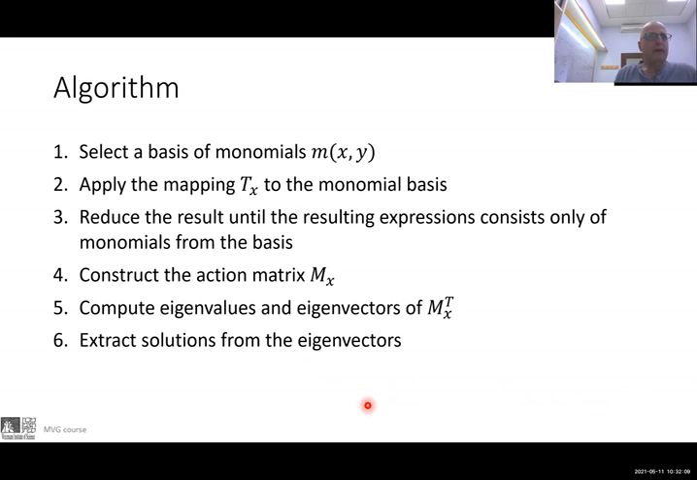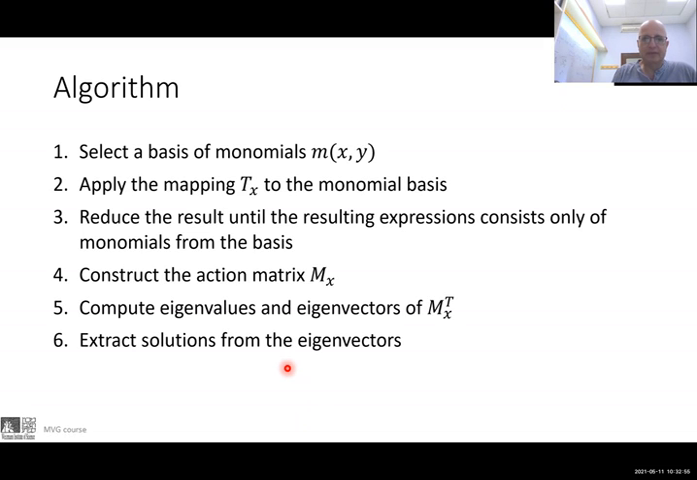So to summarize the algorithm, given a polynomial system, first we select a monomial basis. What is the monomial basis that we select? It depends on the degree of the polynomials in the system. Here we had second degree polynomials, and we used monomials only of first degree. Then we apply a mapping to the monomial basis. The mapping that we applied was multiply by x, but you could multiply by y, or by any monomial essentially.